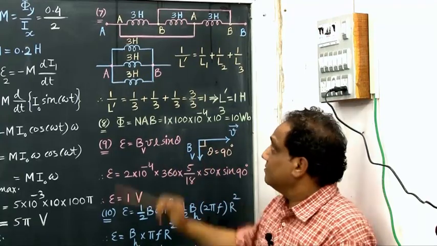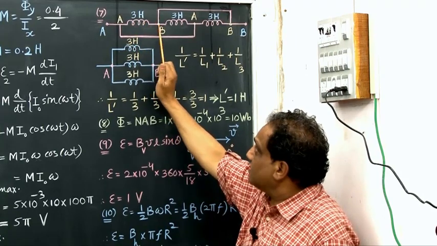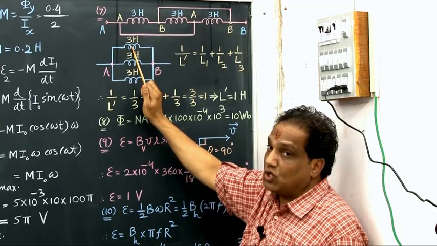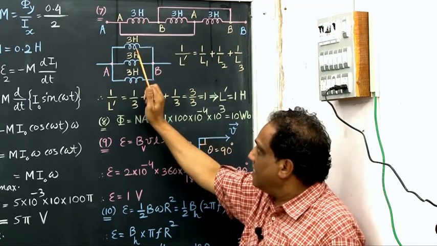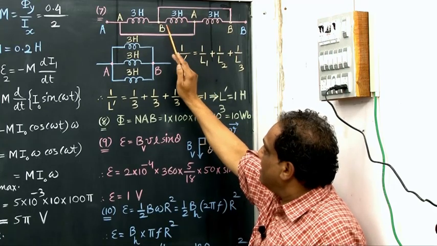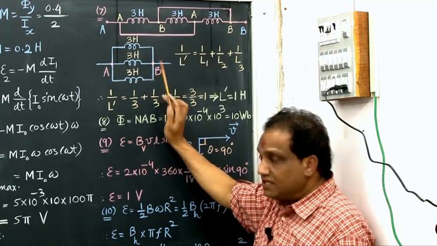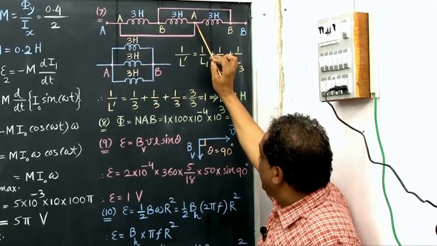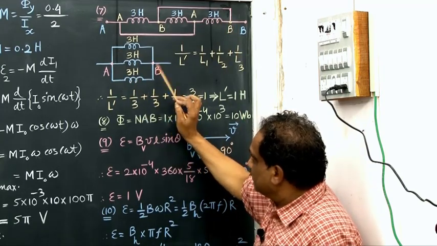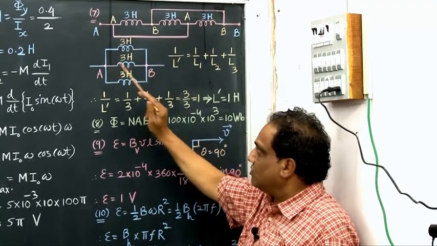Why? Look, for this first inductor, its two endpoints are points A and B. Look here, for this also two endpoints are A and B. For these also, A and B. Correct? So tell me, how to find these three inductors between these 2 points?